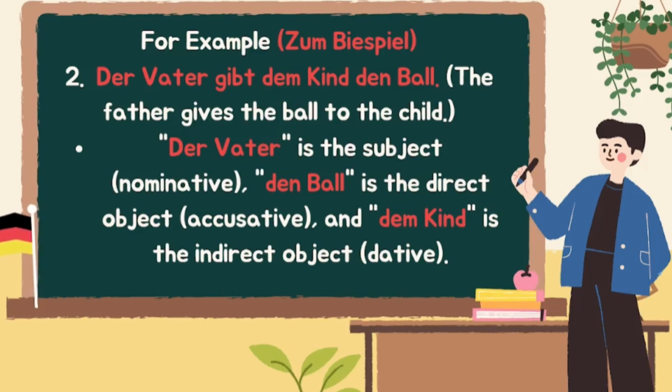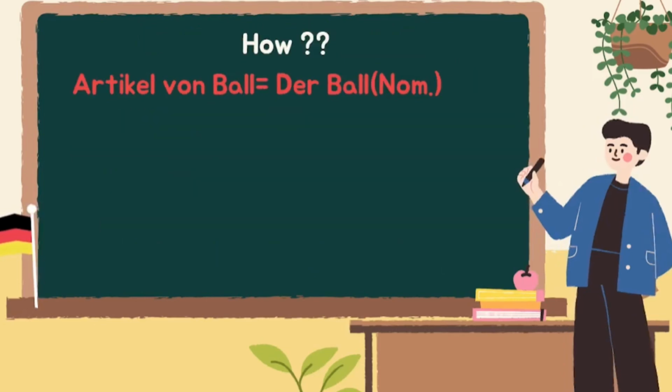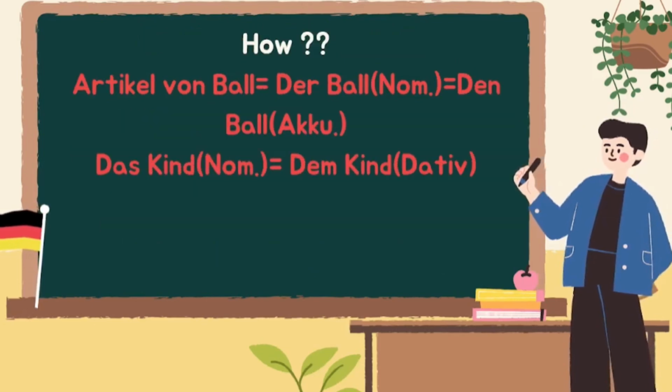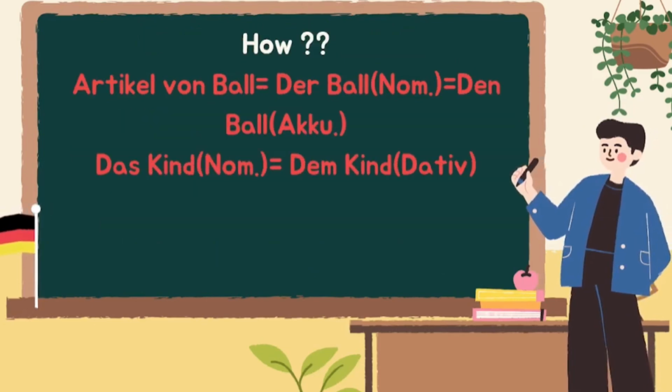Can you say why in this sentence den Ball is there, dem Kind is there? Write in the comment section below. But I'll teach you why there is den Ball, dem Kind. The article of the ball is der Ball. In accusative, it becomes den Ball. The article of the Kind in nominative is das Kind. In dative, it becomes dem Kind. So I think the difference between nominative, accusative and dative by the definition or by the function in a sentence is crystal clear to you now.